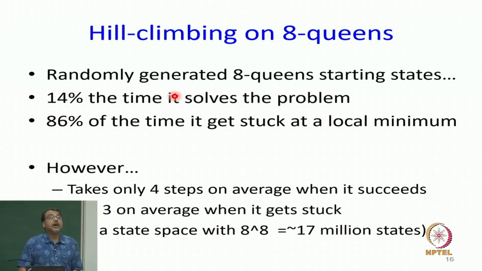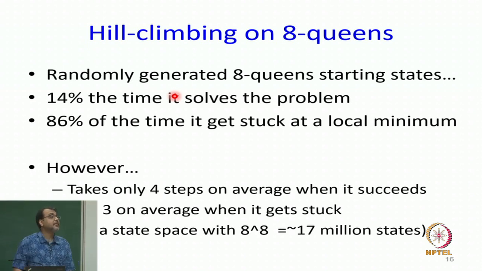Now we have to ask, how do I start the process? So we can, let's say, start with a random initialization. Random initialization is every column place the queen randomly, right? So you have placed 8 queens randomly, one on each column, and then you start doing hill climbing using the neighborhood function that we defined.